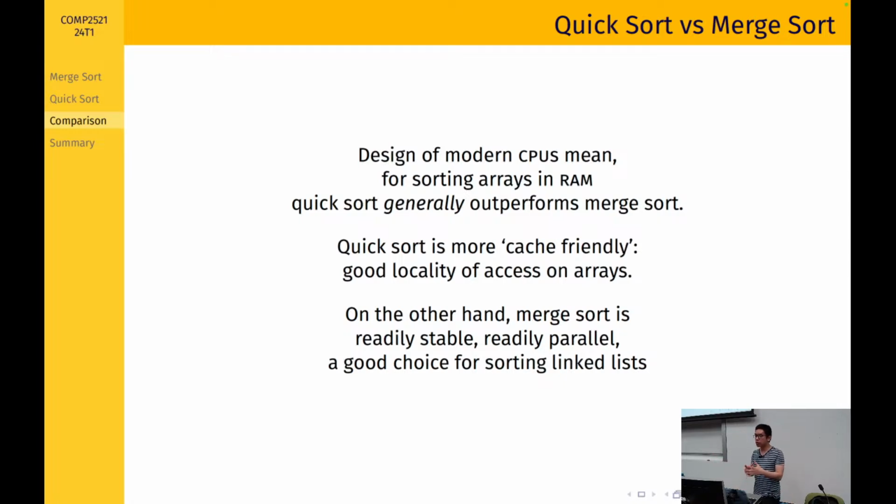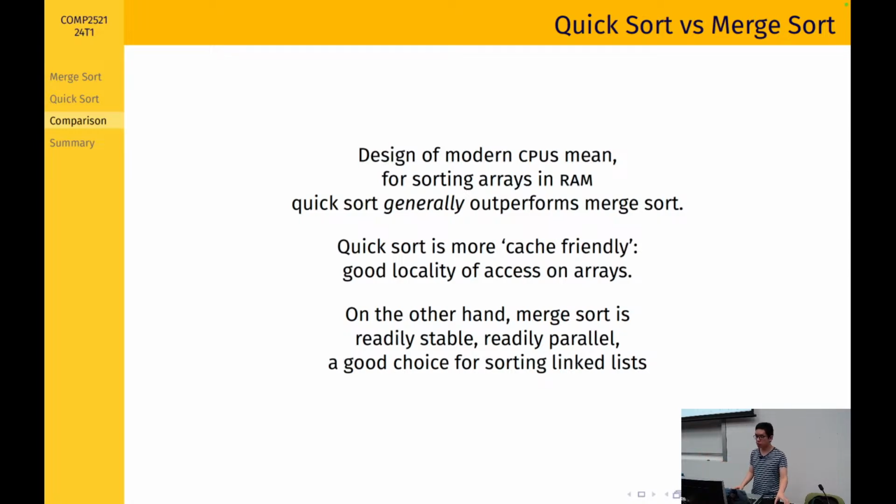But it turns out that quicksort is actually faster than merge sort in practice and in general. And the reason is because of how computers are designed, right? And the gist of it is that when computers access memory, it's faster for a program to access memory locations that are close together as opposed to memory locations that are far apart.